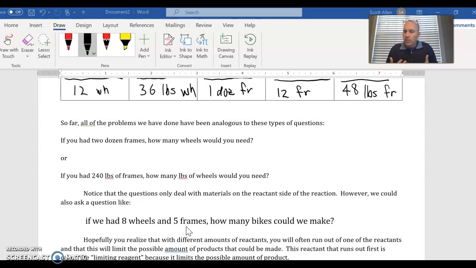All right, and I think what you're going to realize is that when we do that, we're going to use up all of our wheels, and we're going to end up having one leftover frame. So inevitably, unless you have the perfect ratio, one of your materials is going to run out first. So when we start matching these up, I think you could figure out we would be able to make 4 bikes, and then we would just have a leftover frame.